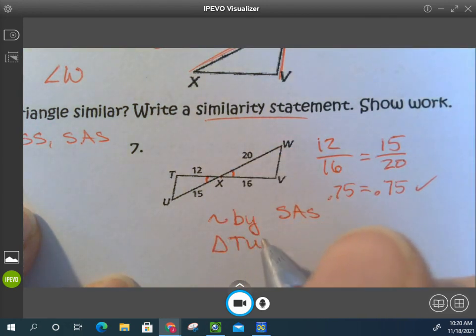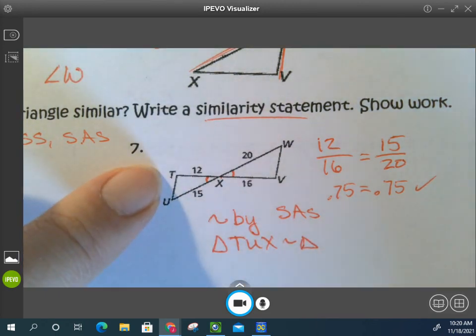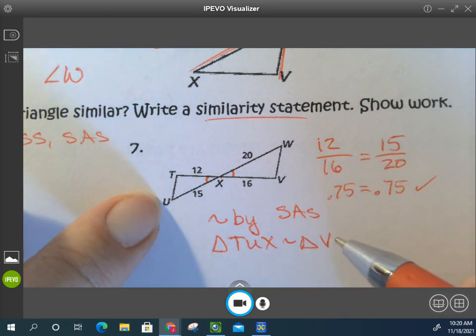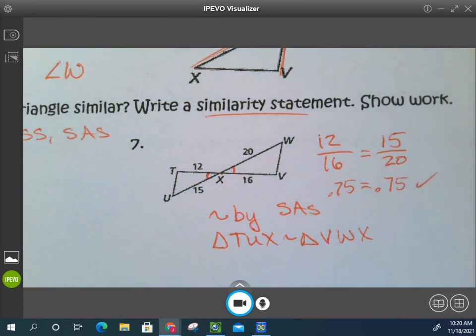Triangle congruence. Triangle TUX is similar. Now, I just randomly named that, but T goes with V, U goes with W, and then obviously X goes with X. And there you go. So let's flip it over.